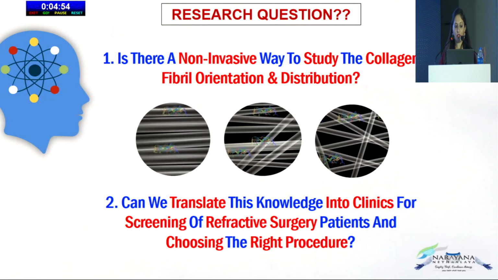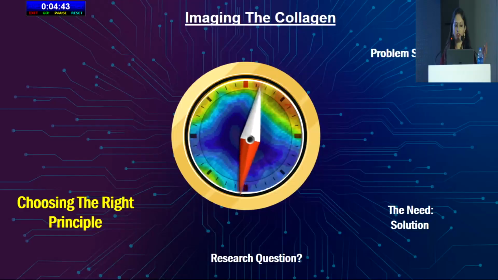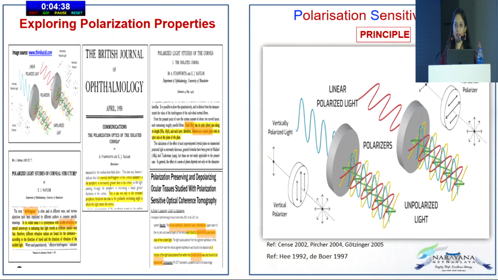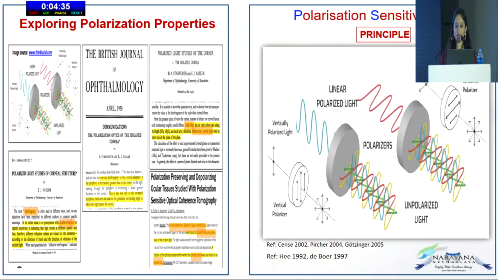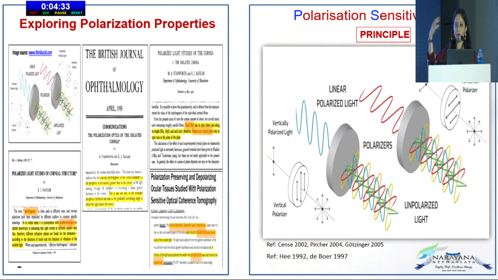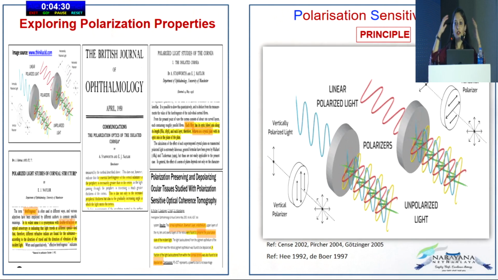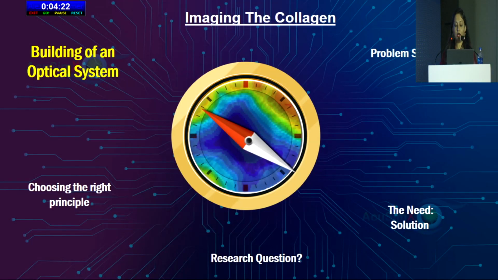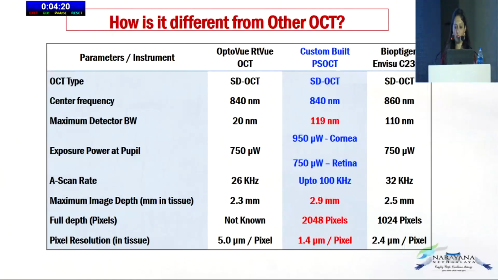So our research question was, is there a non-invasive way to study the collagen fibril orientation and distribution, and can we translate this knowledge into clinics for screening of refractive surgery patients and choosing the right procedure? Polarization sensitive light has been there in ophthalmic practice for more than 10 years now. So we use the same polarization sensitive light and developed an OCT where the polarized light is projected on the cornea. All the layers of the cornea will take up this light, but the stroma will show the birefringence property and refract the light. So we took advantage of this property and developed our custom built polarization sensitive OCT, which had an added advantage compared to the commercialized OCTs.